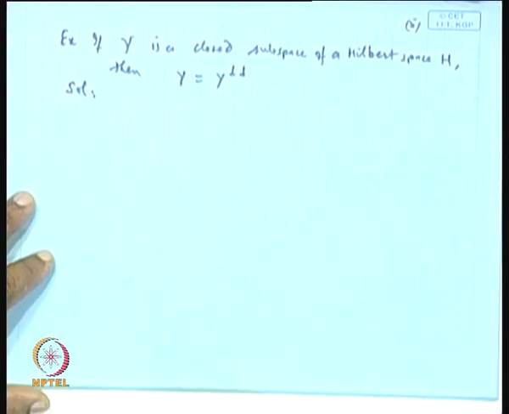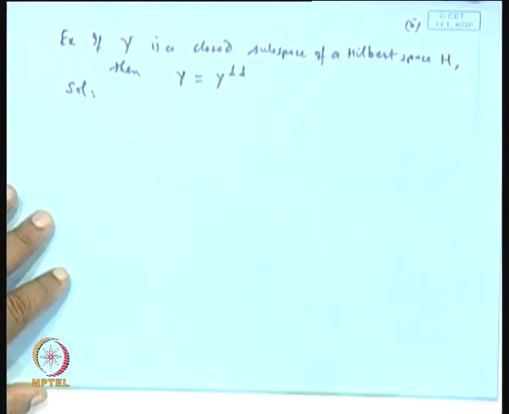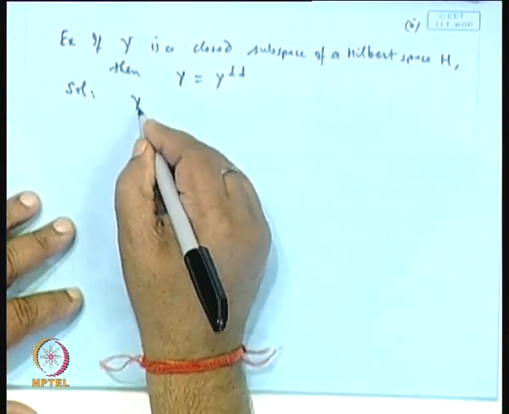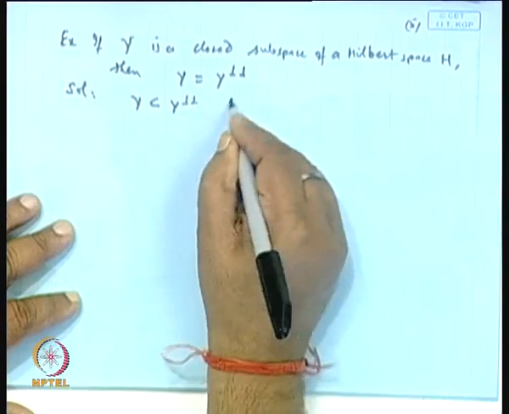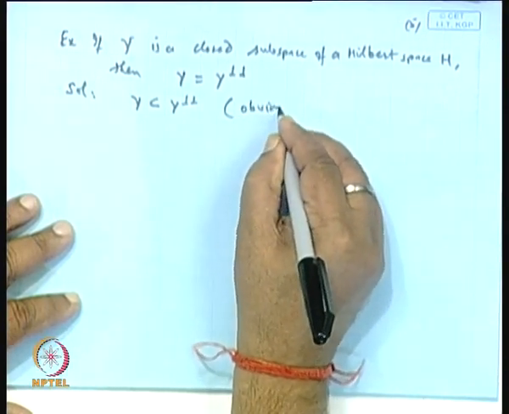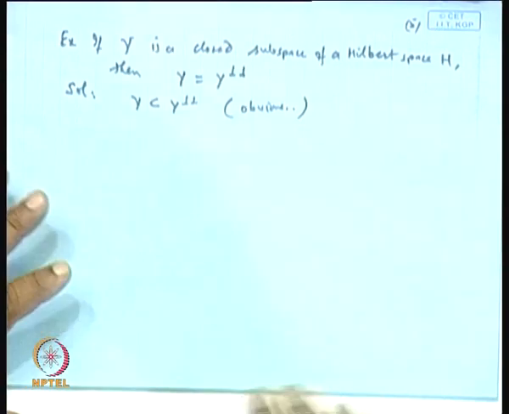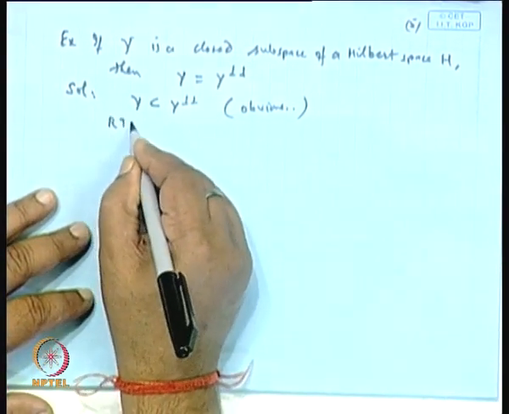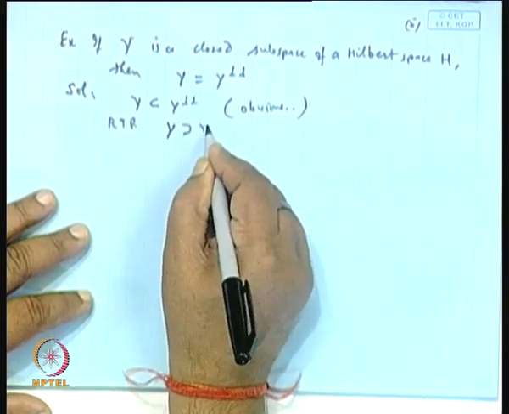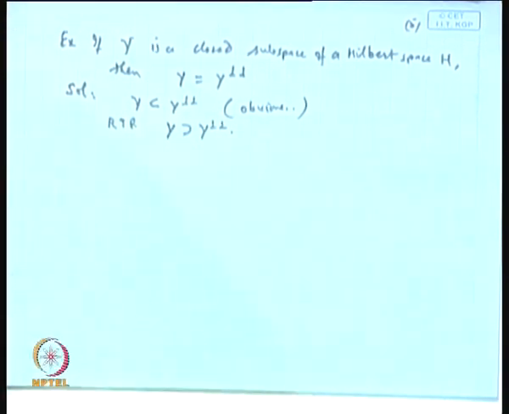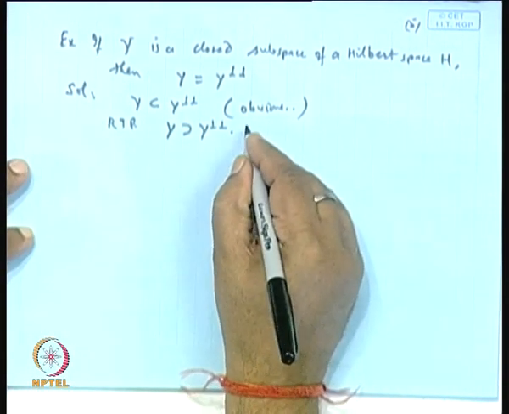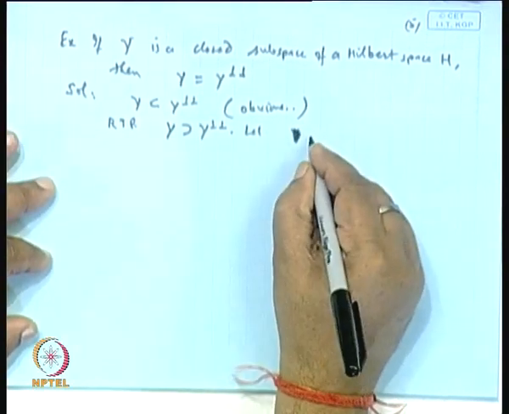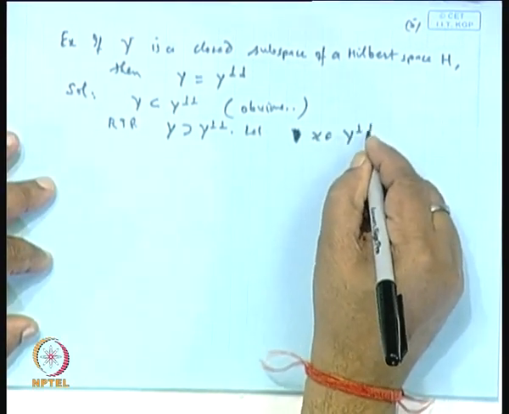Solution. Now, one way it is obviously true: Y is a subset of Y perpendicular perpendicular, it is obvious, is it not? It is true always, so nothing to prove for it. Now, in order to prove that Y contains Y perpendicular perpendicular, this is what is required to prove. So, let us take an element x belonging to Y perpendicular perpendicular.